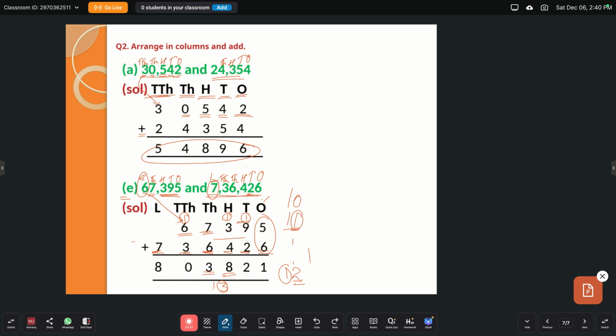What is 6 plus 3? It's 9. 9 plus 1 is 10. I will write 0 here and 1 will be carried over to the next column. What is 7 plus 1 equal? It's equal 8. Okay, beta. So, our answer is 8,03,821.